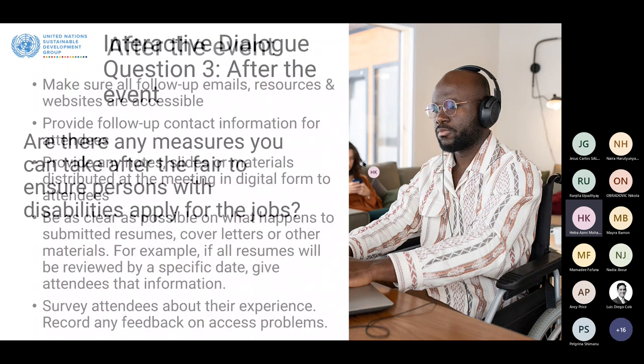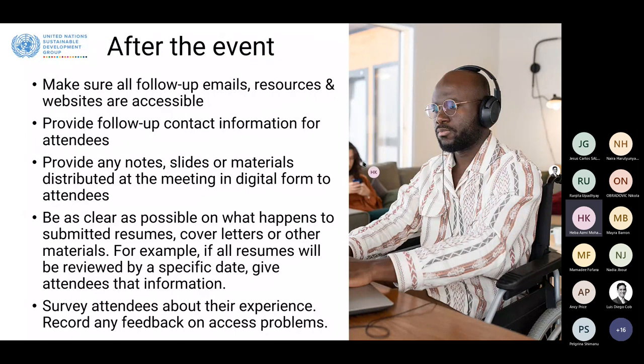So if we look at this slide, you can see some of the guidelines that we should be using, like make sure that all emails, resources, and websites are accessible. Be sure to provide persons with disabilities with emails and any contact information for them to follow up. Also, provide any notes on slides or materials distributed at the meeting in digital form to attendees in an accessible format. And always be as clear as possible on what happens to submitted applications or resumes, like specify the dates by which job recruiters will provide feedback to candidates about them being rejected or accepted for a certain job.